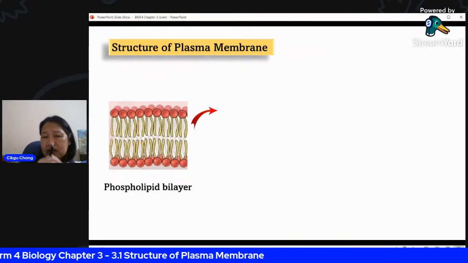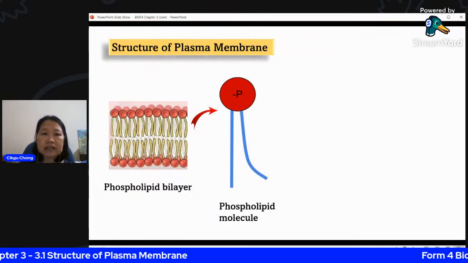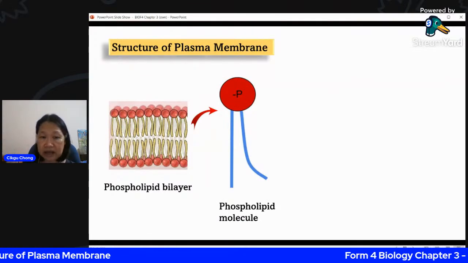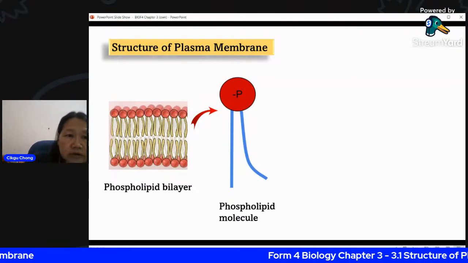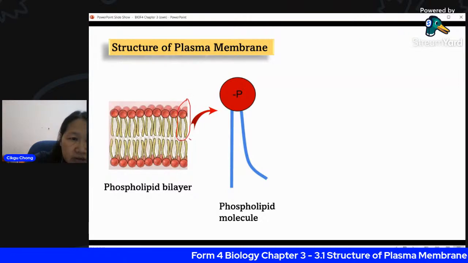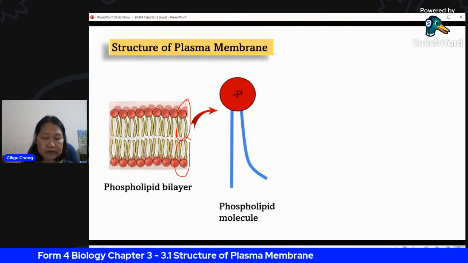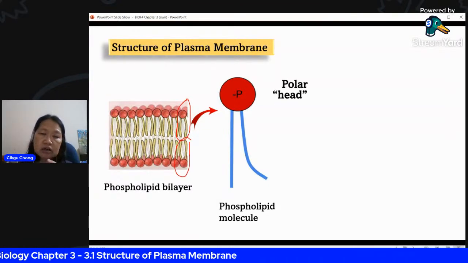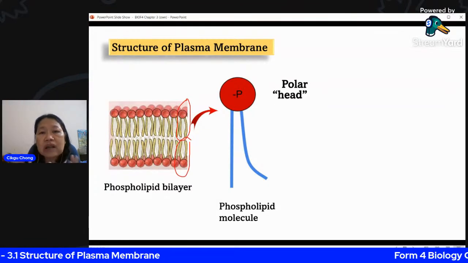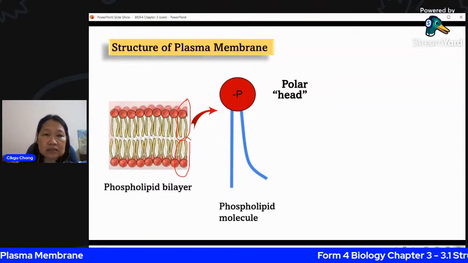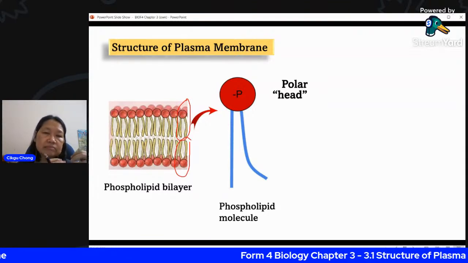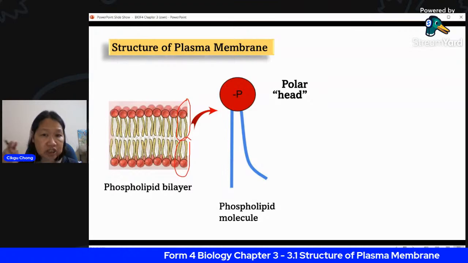So if I magnify this, you will see that there's a head here. This is the entire phospholipid molecule. I'm talking about this one only. Actually you need the other one to form the layer. So it's called two layers, bilayer. So the head is actually called a polar head. Polar means it is attracted to water. It's more or less something like charge. There's an idea of something like charge.